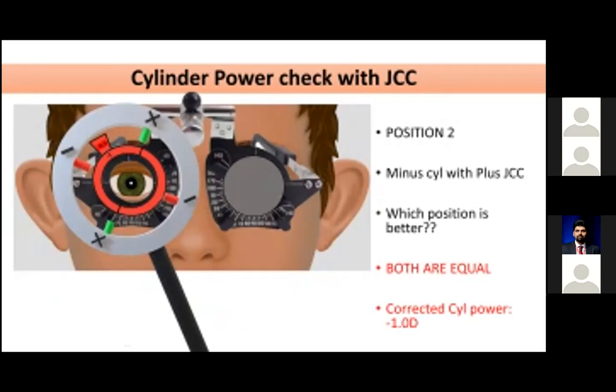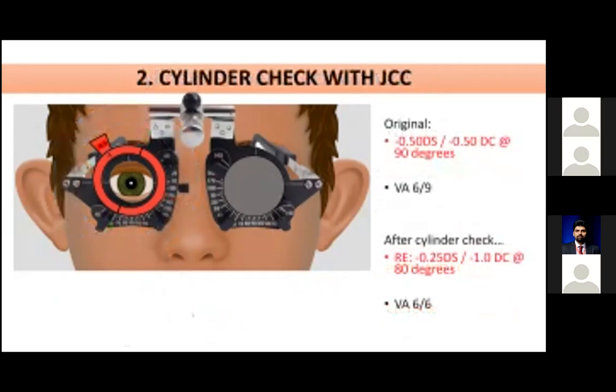So the original prescription was minus 0.5 diopter sphere with minus 0.5 diopter cylinder at 90 degrees. Visual acuity was 6/9. After the cylinder correction with JCC, we've got minus 0.25 diopter sphere and minus 1 diopter cylinder at 80 degrees, and the visual acuity for this is 6/6. Now, something you must have noticed, that my sphere power has become minus 0.25 from minus 0.5. So when did we change that?